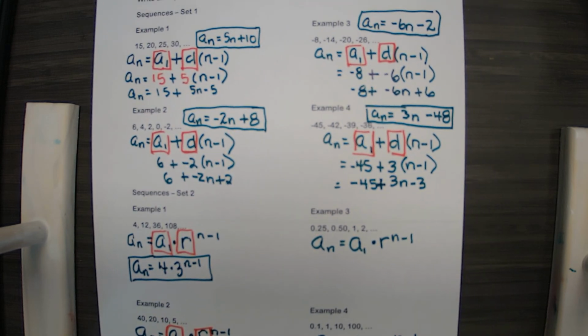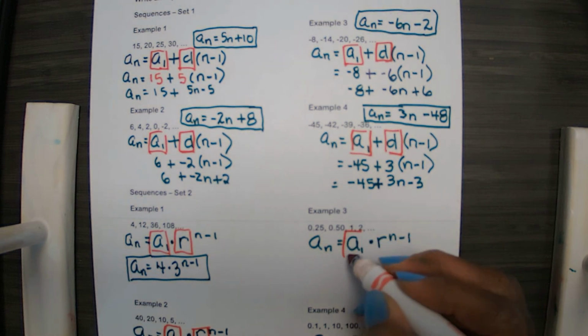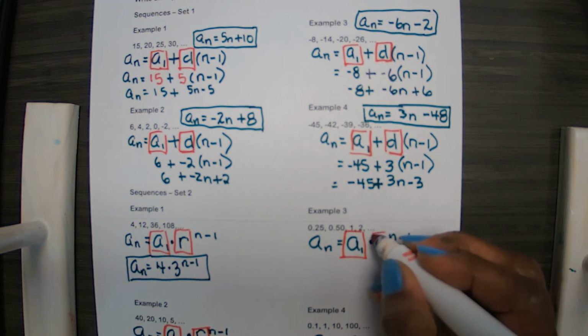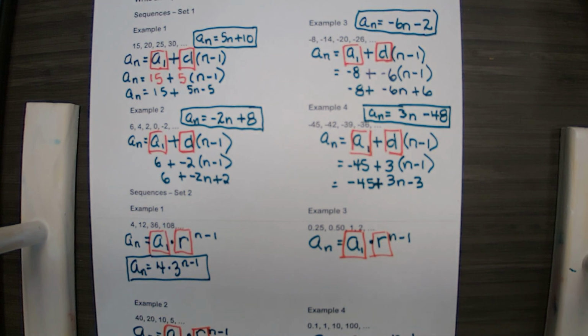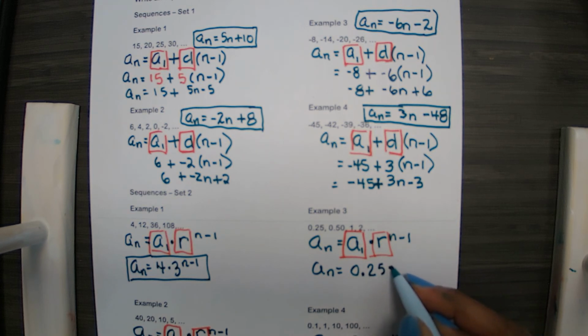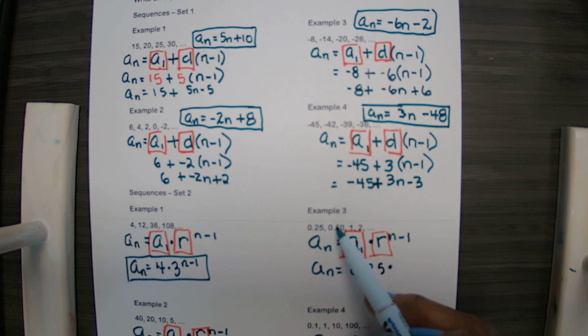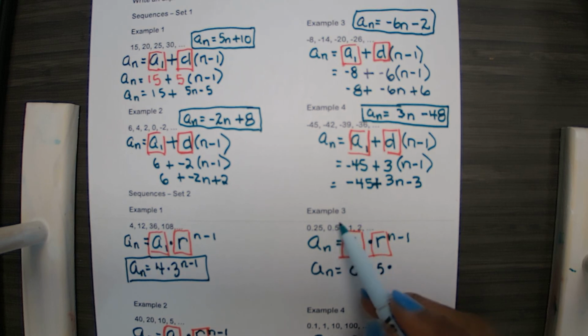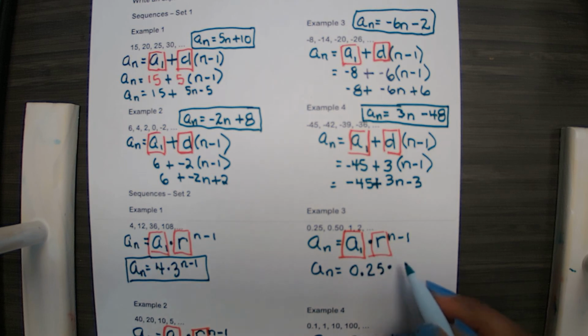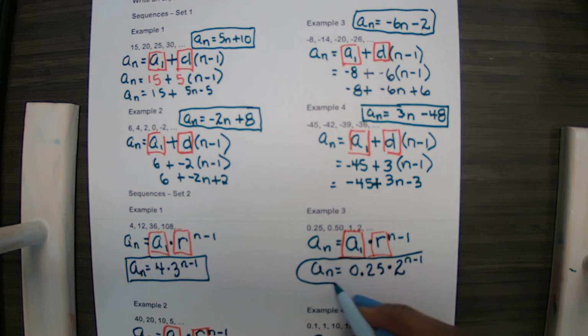Number 3, you want to tell me what the first term is, identify that, and you want to tell me what the common ratio is. First term is 25/100, 0.25, and the common ratio, we're doubling. 2 quarters make 50 cents. 2 halves make a whole, and 2 times 1 is 2. So we're doubling, and that is that rule.